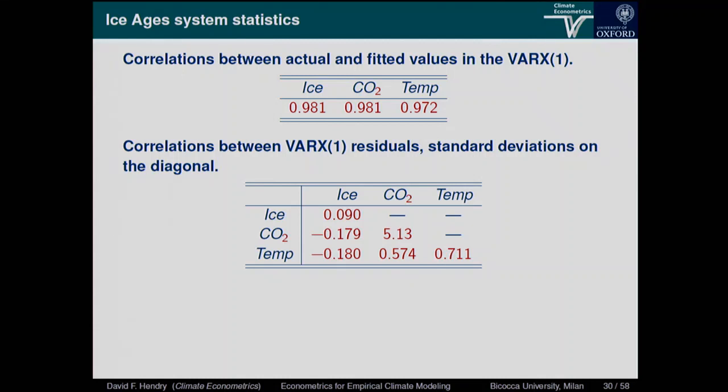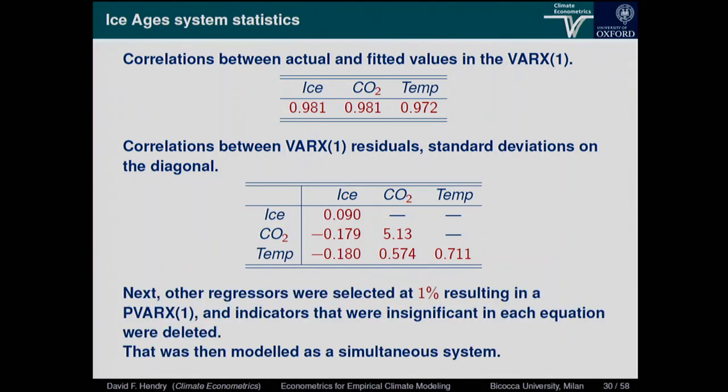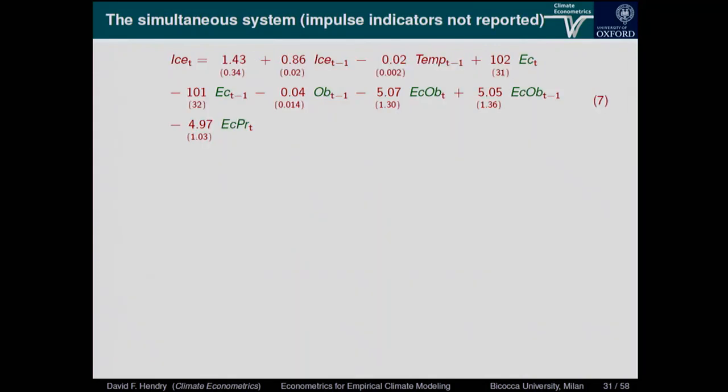So we get quite high correlations between the variable and the fitted values, 0.98 pretty much. The correlations between the VAR-X residuals are very low for ice, CO2, and temp, but they're quite high between CO2 and temperature, and we'll see that that's going to matter. Then we select over the variables at 1%, because we don't have terribly many of them. We also select over the indicators in each equation, so the ones in each equation are only the ones that matter in those equations. Then we model it as a simultaneous equation, and what do we find?